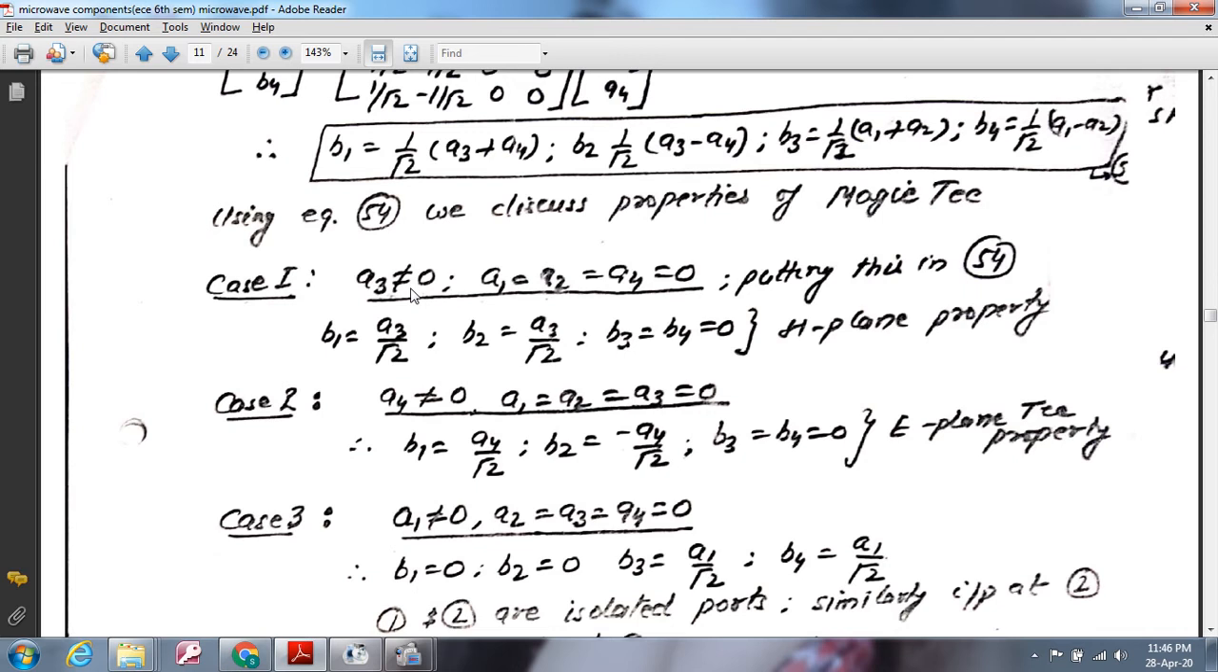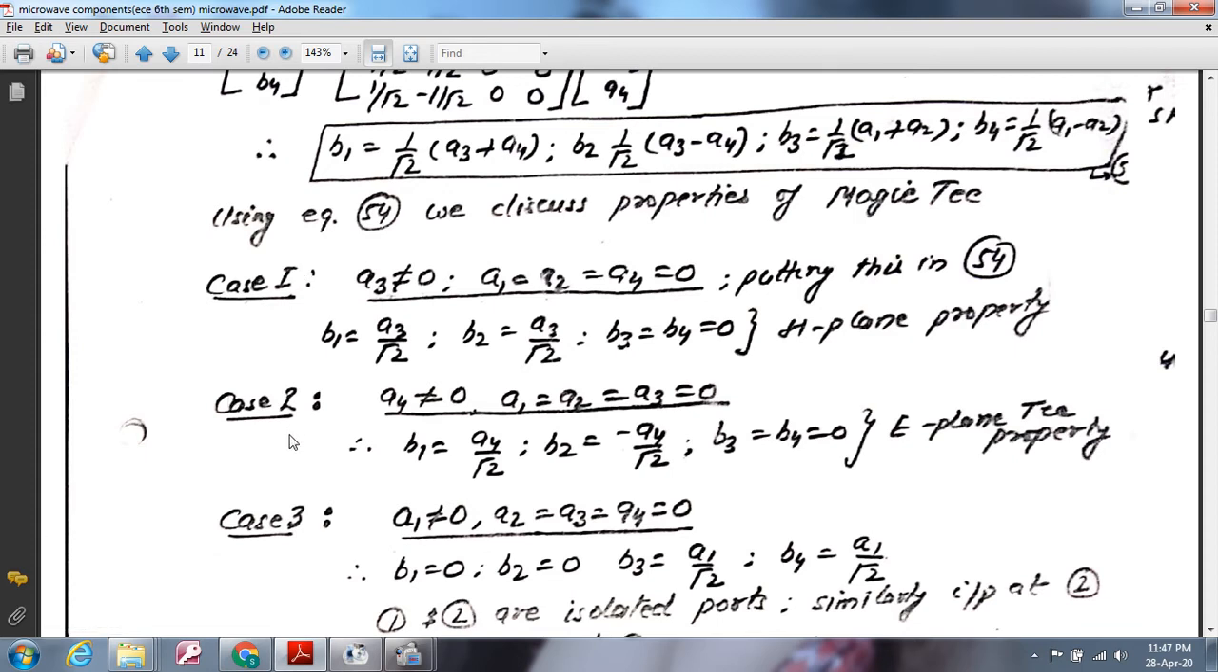Now putting this in equation number 54, from this we can get the values of b1, b2, b3, b4 by putting the values of a1, a2, a3, a4. So for this particular case, we are having b1 equals a3 by root 2, b2 equals a3 by root 2, and b3, b4 will be 0. This is nothing but the H-plane property.